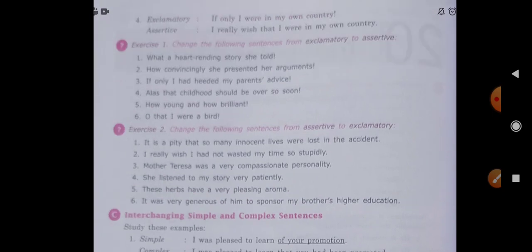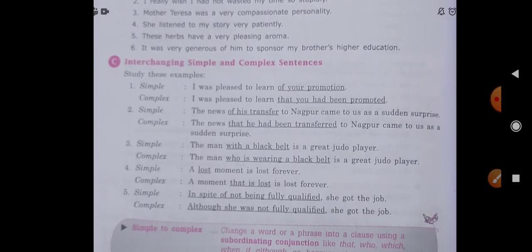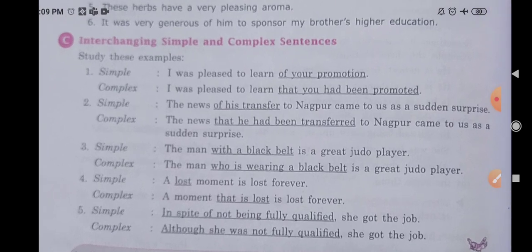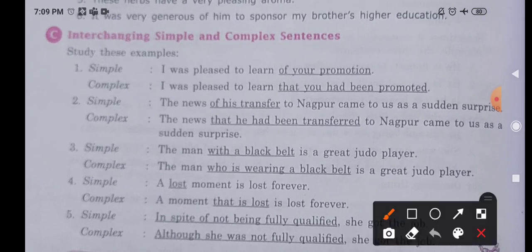Now comes how we can change the simple and complex sentences. It's very easy. Let's take one simple sentence: "I was pleased to learn of your promotion." Now, what is the finite verb? "Was pleased." Only one finite verb is there. So, it is a simple sentence.